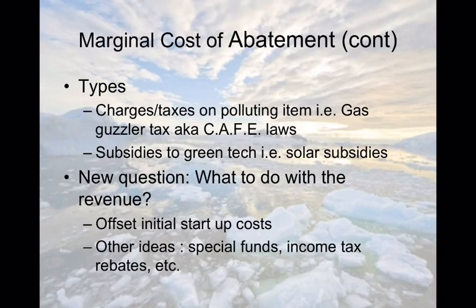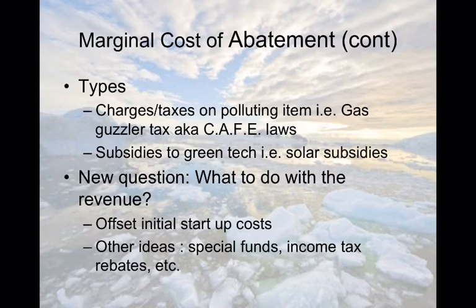So there's really two types of marginal cost of abatement that we're going to talk about, at least in the scope of this class. And that's charges and taxes on polluting items. I don't think we see as many of those in the United States, but in the 1970s, during the oil crisis, which none of you are old enough to remember, and neither am I, by the way, they instituted the gas guzzler tax. And the gas guzzler tax came from what we call the CAFE laws, which are the corporate average fuel economy law. And they were basically what made people stop driving around those giant old Cadillacs that got 10 miles to the gallon, and forced them to get more fuel efficient cars.